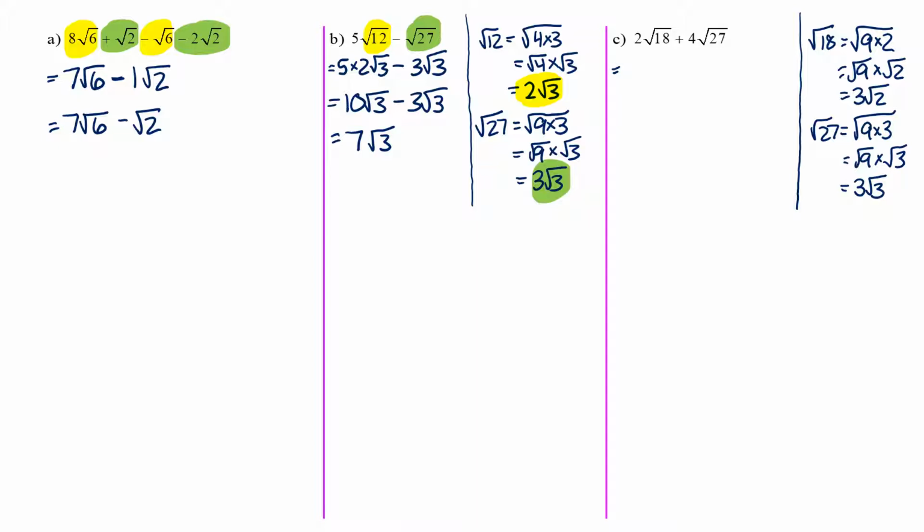Okay, so come back to my problem. I've got 2 lots of the square root of 18, and the square root of 18 is 3 root 2. So I'm going to do 2 lots of 3 root 2, plus in the middle, 4 lots of the square root of 27, and the square root of 27 is 3 root 3. So 3 root 3 goes there. 2 times 3 is 6 root 2, plus 4 times 3 is 12 root 3. Those surds aren't the same, so I can't do any more.